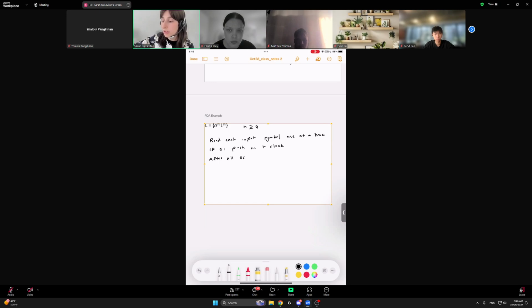So after we read all the zeros, if 1, pop a 0 from the stack. Okay, good. And then how do we know if we should accept our string or not? So if at the end of this process, we've reached the end of the string and we have an empty stack, that means that we had a perfect match for every 0 and 1, and we can accept.